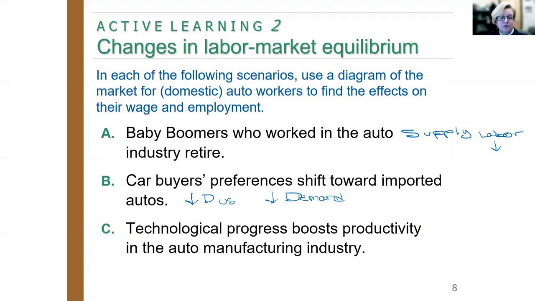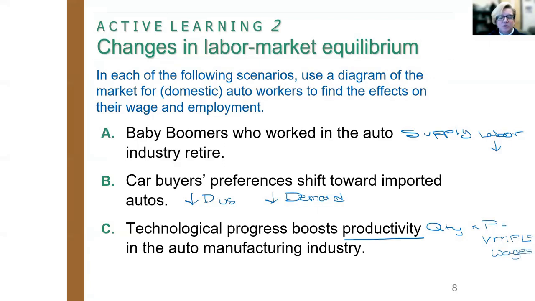Technological progress boosts productivity in the automobile manufacturing industry. So here we're hitting that quantity of output, which we know we take the quantity and multiply it by the price, and that gives us the value of the marginal product of labor, which is the same as wages.